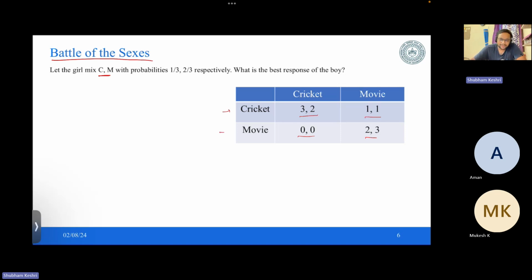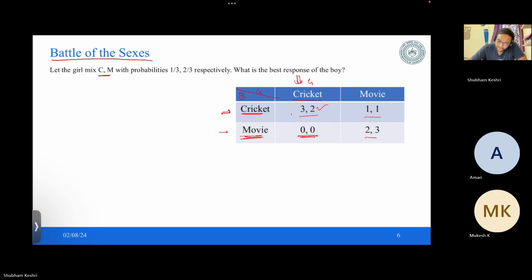So you see how we have played with the utility over here. We are saying when the boy is going, so this is boy and this is girl. When the boy is going for a movie and the girl is going for a cricket match, the girl doesn't like cricket and the boy doesn't like movie. So both the utilities will become zero. But when boy and girl both go to cricket, the girl sees that the boy actually likes cricket. Therefore, she has some positive utility, and obviously, the boy likes cricket, so he has a higher utility.